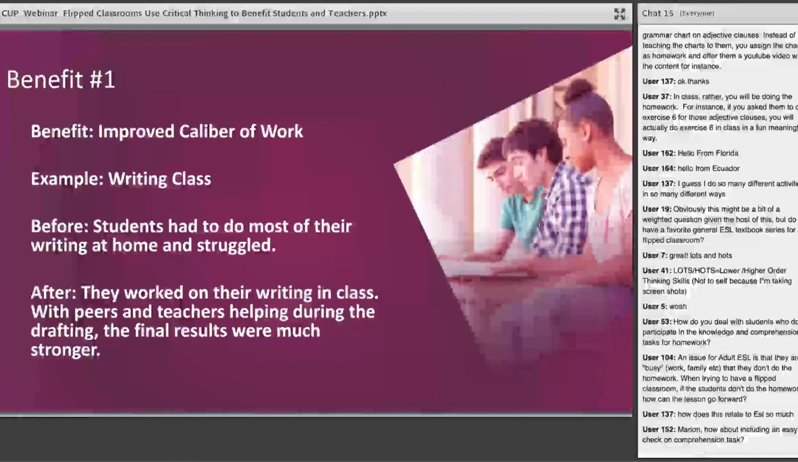But when I flipped my classroom, I had students read about the persuasive essay on their own. Then when they came to class, we actually tried to apply it. We started writing first drafts in class. By doing this, they could help their peers. I was there to help. We could look at authentic materials, and I was there to assist them. And so the drafts turned out much better, thereby producing an improved caliber of work. I couldn't do this before I flipped my classroom.